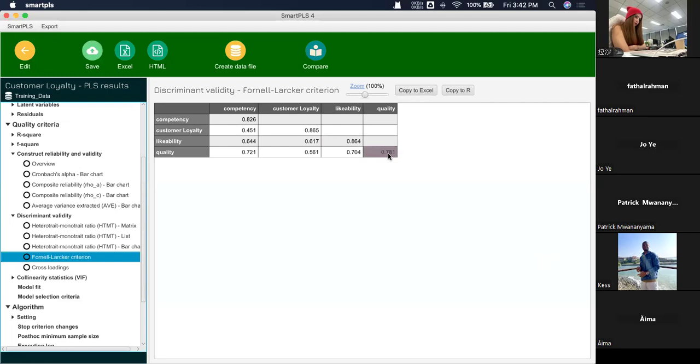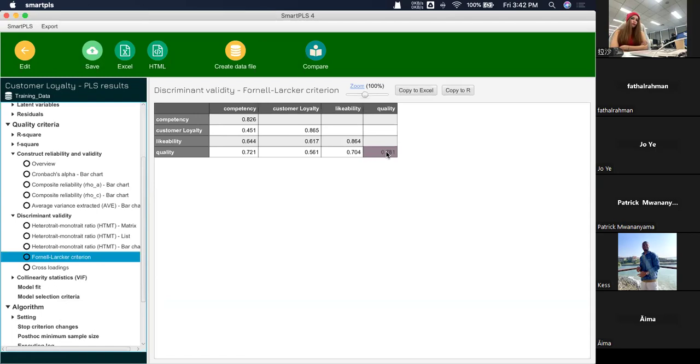Now, this is the trick. Did you notice that the diagonal elements are all the square roots of the AVEs? Did you notice that? This one, yes, here, yes, this one here. So it means you don't need to press your calculator.